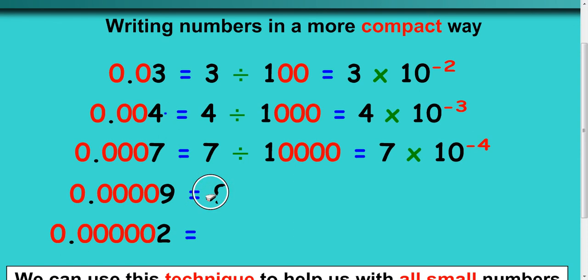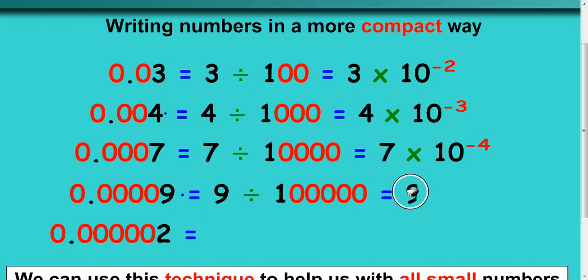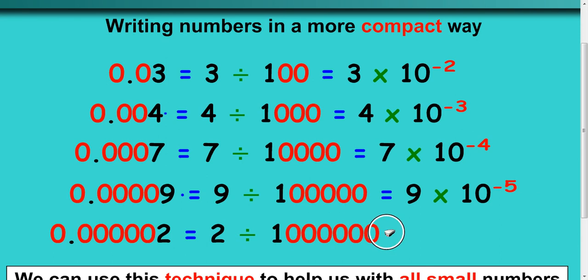Okay, last two here, we've got 9 divided by, and if I look here, I can see that the decimal point needs to move 1, 2, 3, 4, 5 places, so that's going to have 5 zeros on the end. So 9 divided by 100,000, or 9 times 10 to the negative 5. And last one, this is the same as 2 divided by 1 million, which is the same as 2 times 10 to the negative 6.